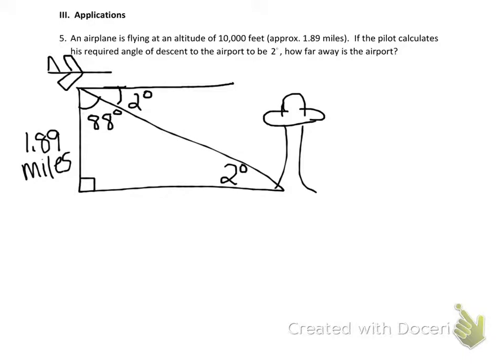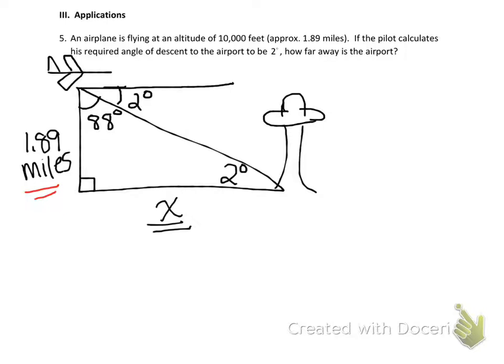So now we have to figure out how far away from the airport he is, which is right here. This is our x value. We don't know it. So to do this, you have some options, given that we have all of our angle measures. But what we do have to use is the other side, which is 1.89.